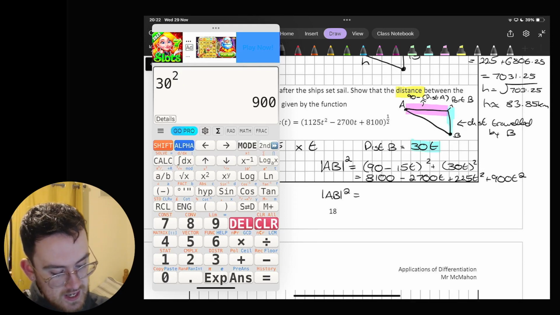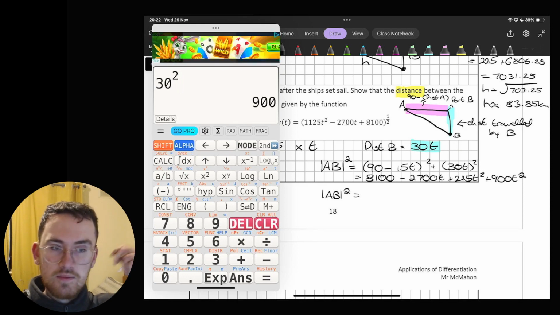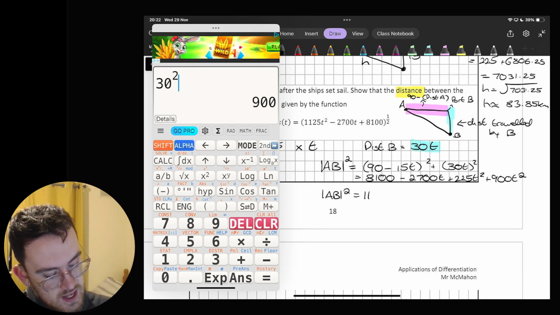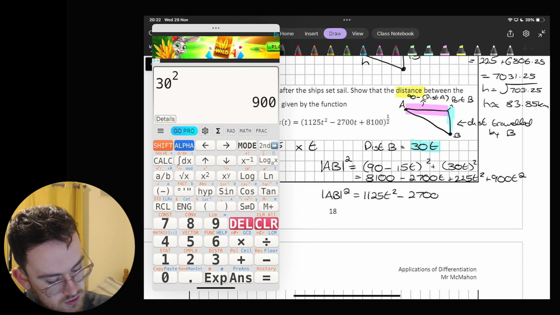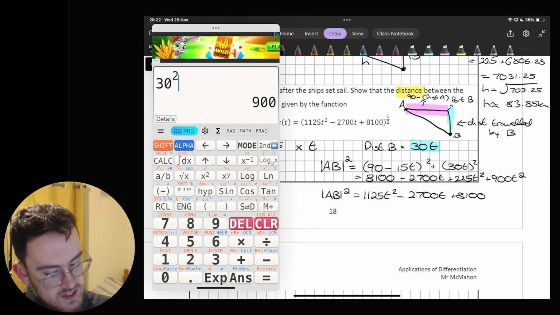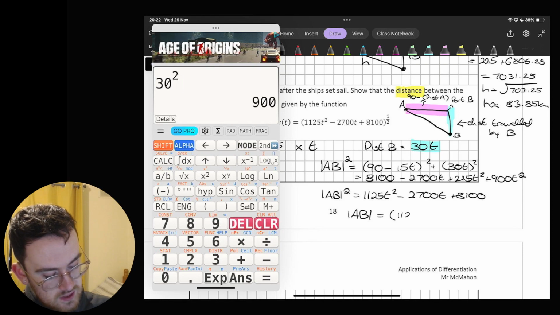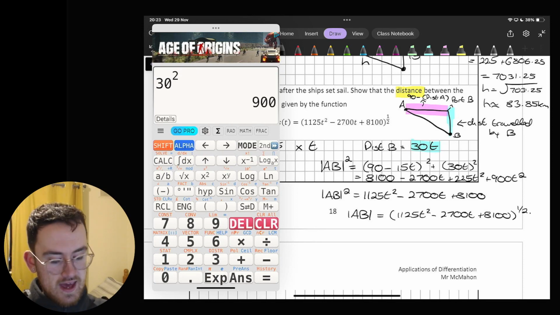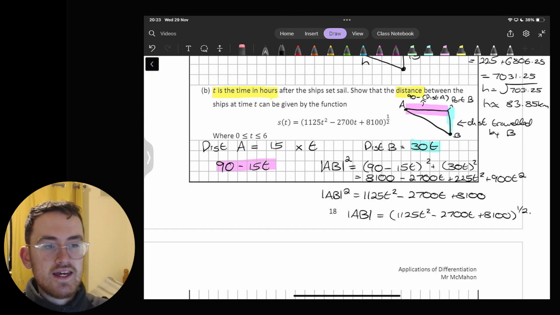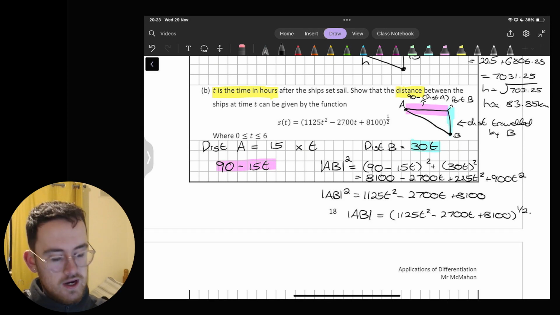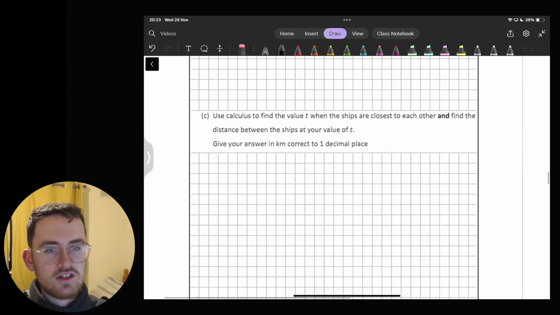Okay, I feel like we're getting somewhere. I can see some of these answers are coming up as expected. Adding all of this together, I get 1125t squared minus 2700t plus 8100. Obviously that's the distance squared, so to undo that I'm going to take the square root, and noting the way they've asked us in the question, we use the same notation, making use of the fact that a square root is the same as a power of a half. So the distance from A to B is (1125t squared minus 2700t plus 8100) all to the power of a half.